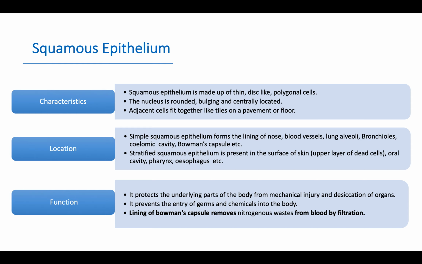Functions of squamous epithelium. Squamous epithelium protects the underlying parts of the body from mechanical injury and desiccation of organs. It prevents the entry of germs and chemicals into the body. Lining of Bowman's capsule removes nitrogenous waste from blood by filtration. Bowman's capsule is the part of nephron present in kidney.